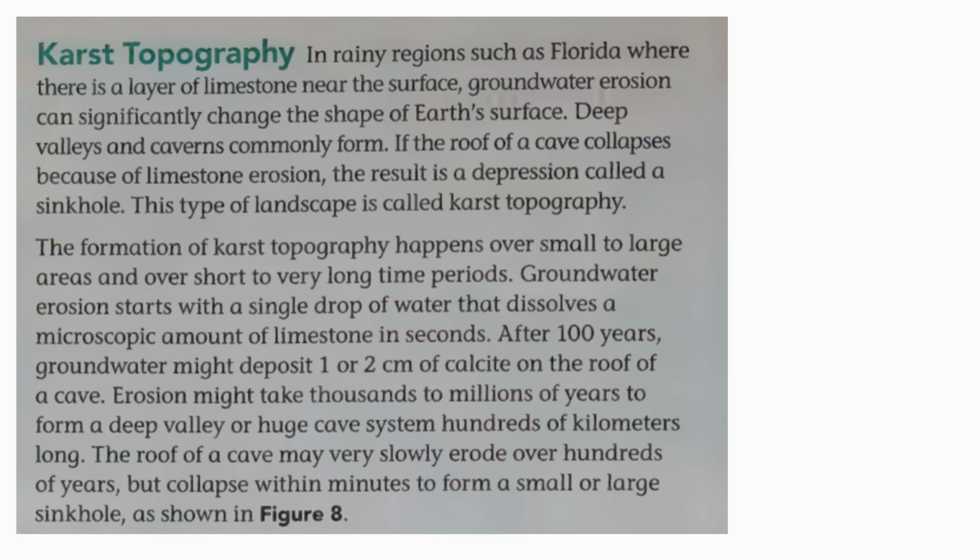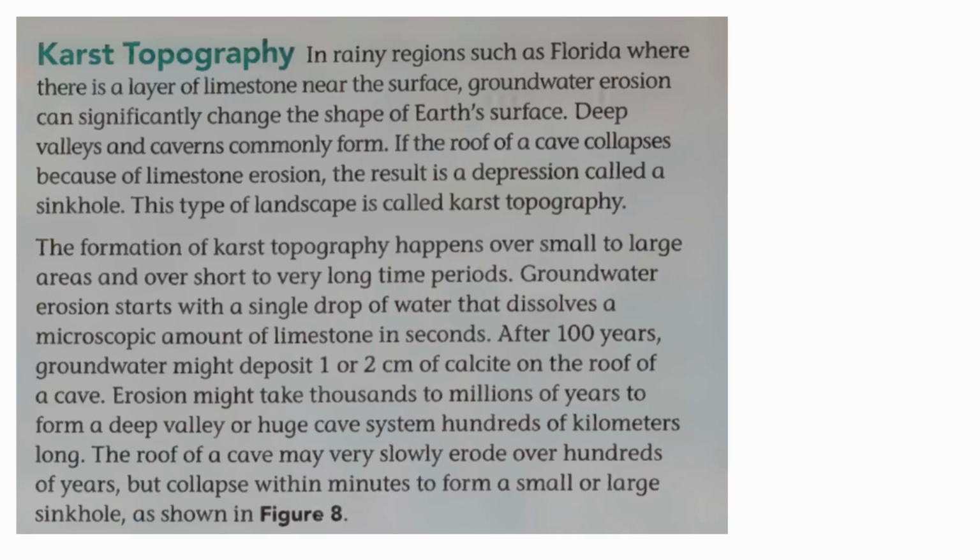Karst topography. In rainy regions such as Florida, where there is a layer of limestone near the surface, groundwater erosion can significantly change the shape of Earth's surface. Deep valleys and caverns commonly form. If the roof of a cave collapses because of limestone erosion, the result is a depression called a sinkhole. This type of landscape is called karst topography.